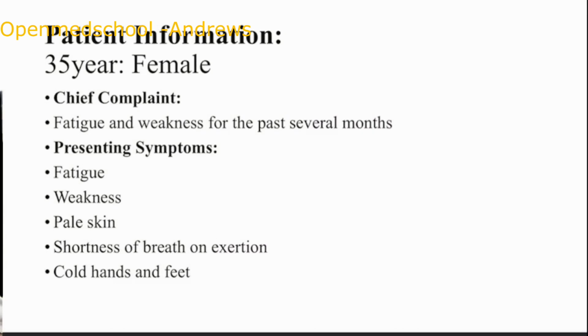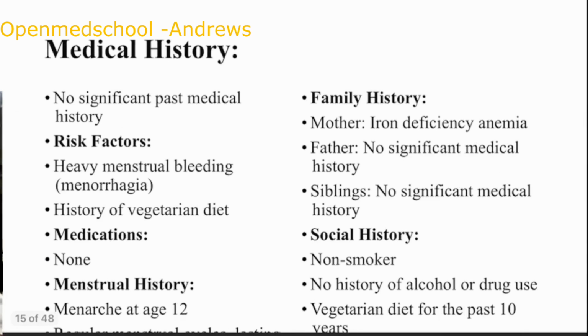Now we go to a patient. This is a history of a 35-year-old female whose presenting complaint was general weakness and fatigability for the last several months. So the common complaints, as you know, are fatigue, weakness, shortness of breath, cold extremities, etc. In her past medical history, there is no significant medical history, no drug intake, but she had heavy menstrual bleeding. She is a vegetarian. Vegetarians are more prone to B12 deficiency.